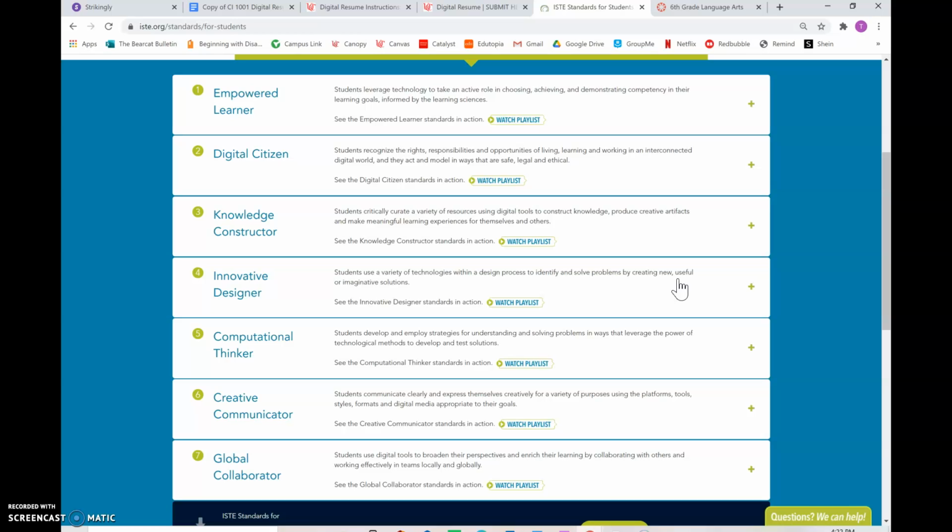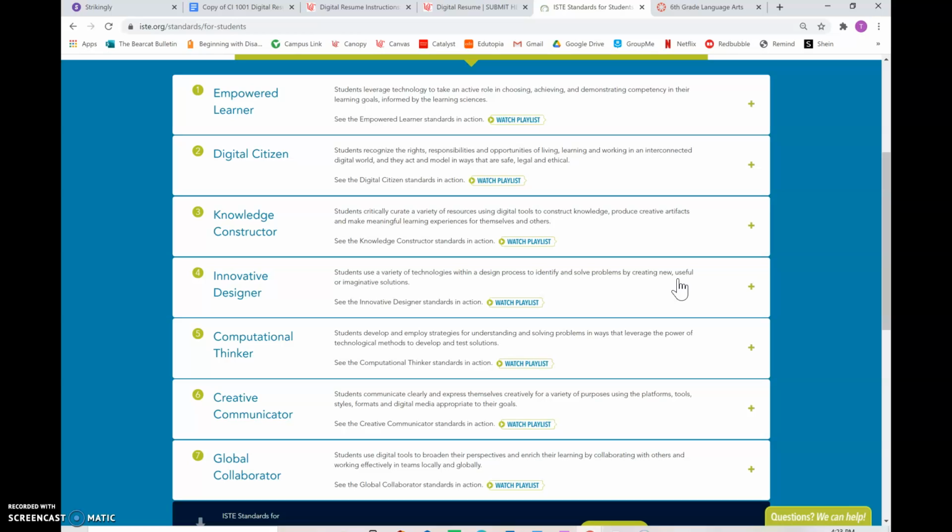They will recognize their rights and responsibilities. That's something we go over right at the beginning of class, so they know that they need to be responsible with their technology and respectful, and that it's a right to get to use it, and not everyone has access to it. Knowledge Constructor, there's a variety of resources on there that they get to use.